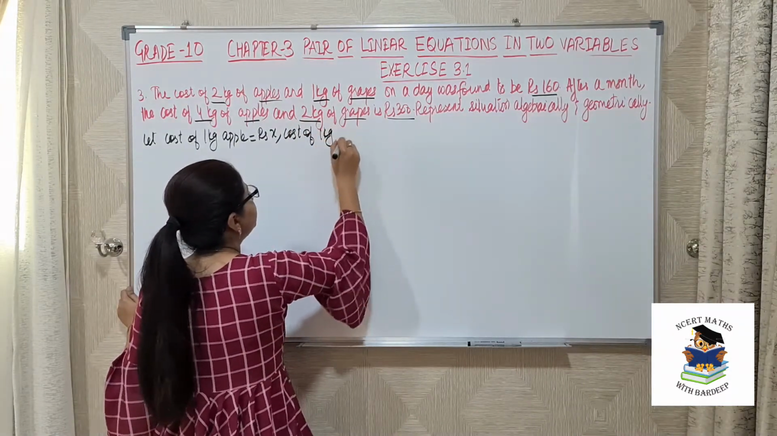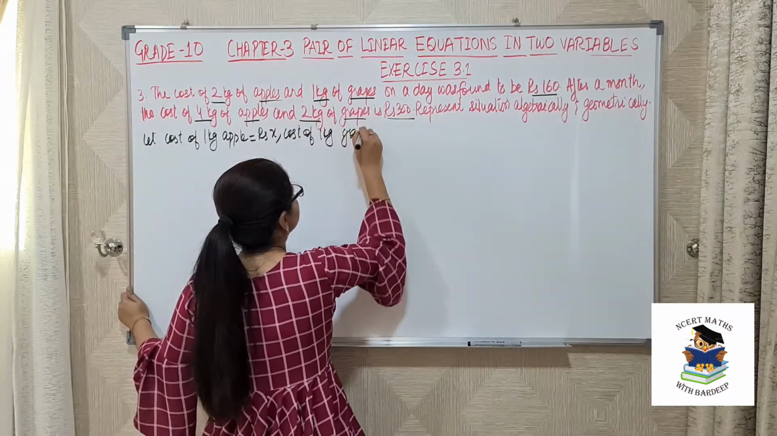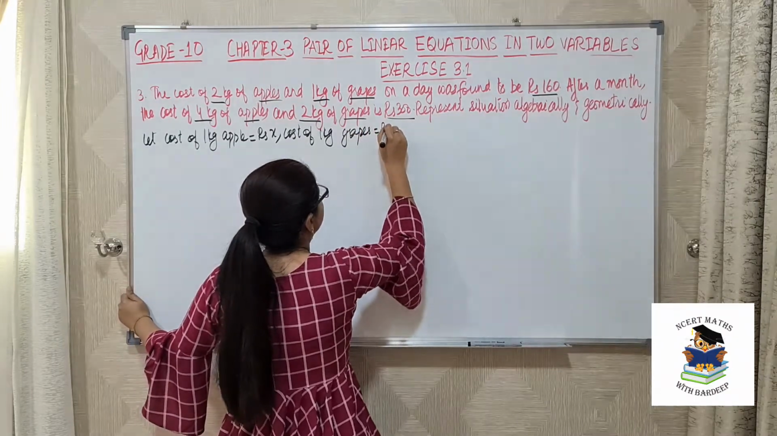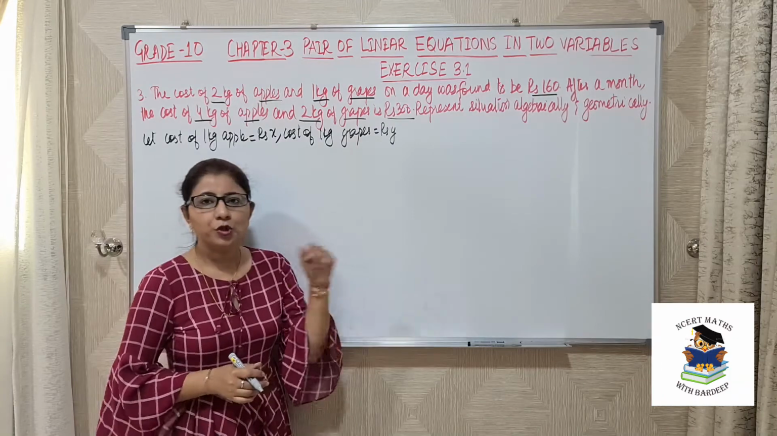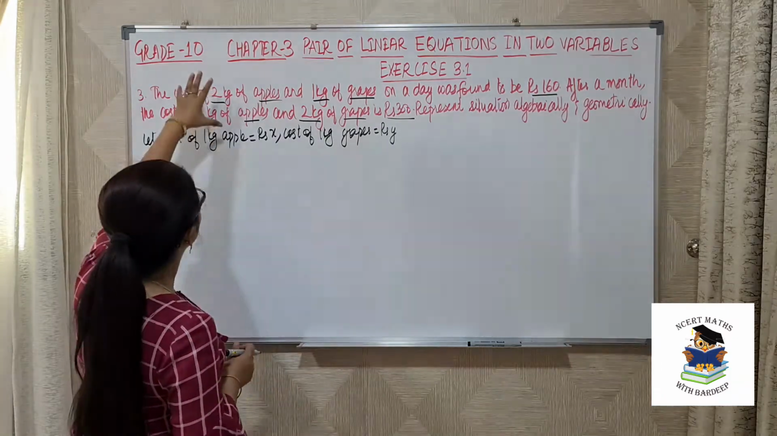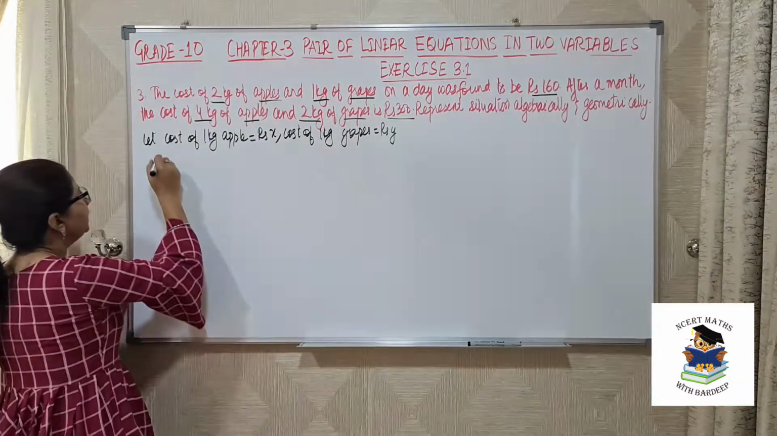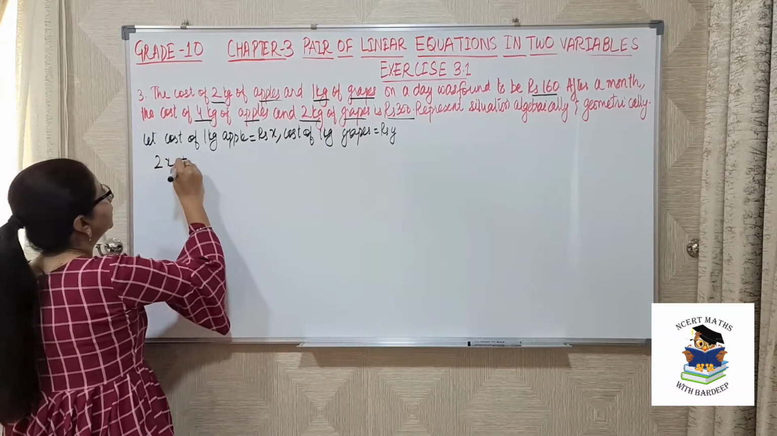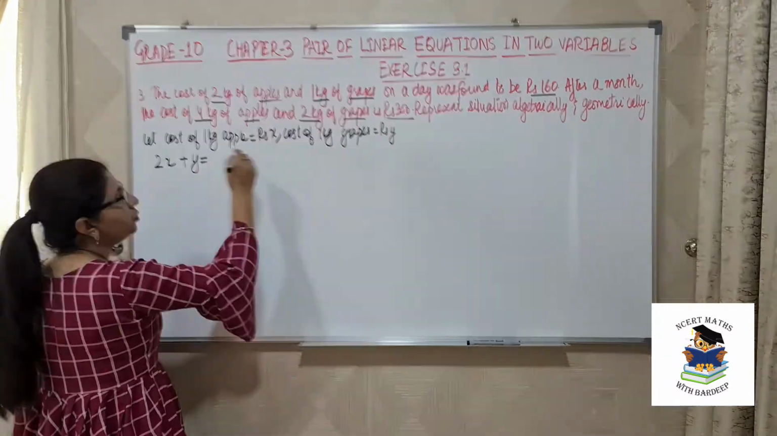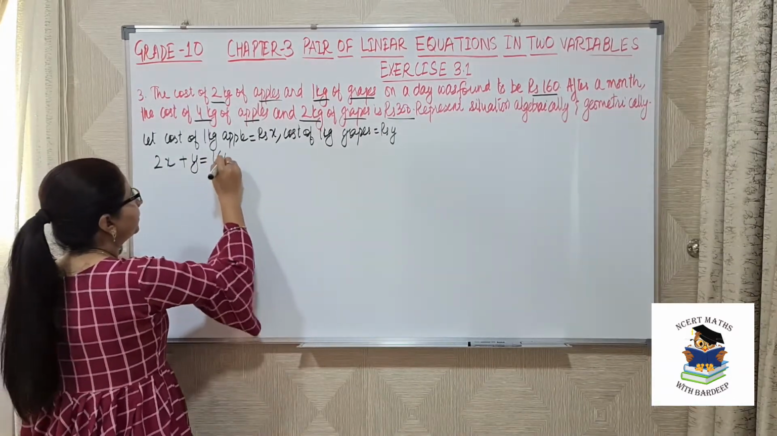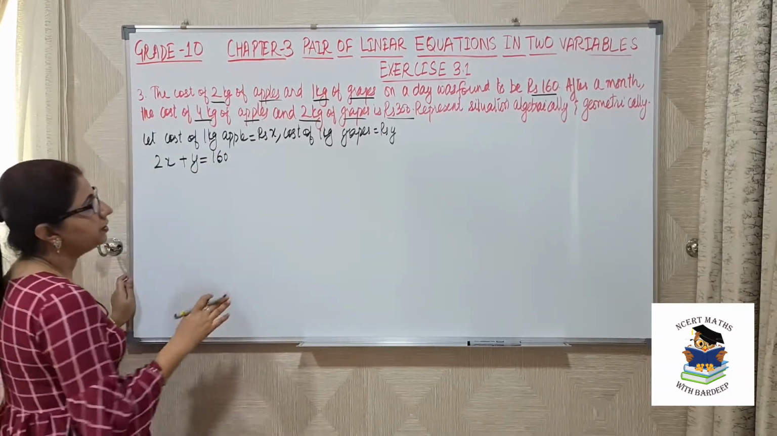Cost of 1 kg grapes equals to rupees y. So now let's frame the equation. 2 kg of apples, so means I have to pay 2x, and 1 kg of grapes means only y. Together this is 160. So this is my first equation.